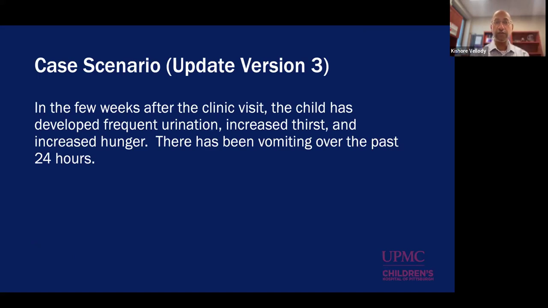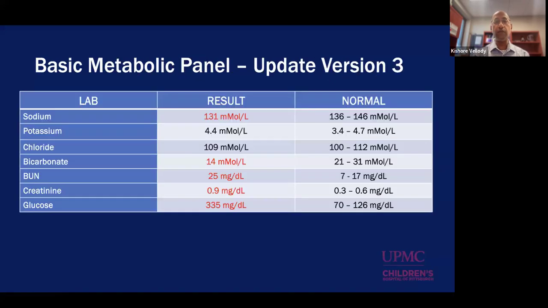Then the child has now developed frequent urination, increased thirst, increased hunger, and vomiting over the past 24 hours, just really looking ill. And these are the labs that came back. So this is what we call our BMP, or basic metabolic panel. It looks at all of the electrolytes that we have in our body. It looks at our kidney functions.